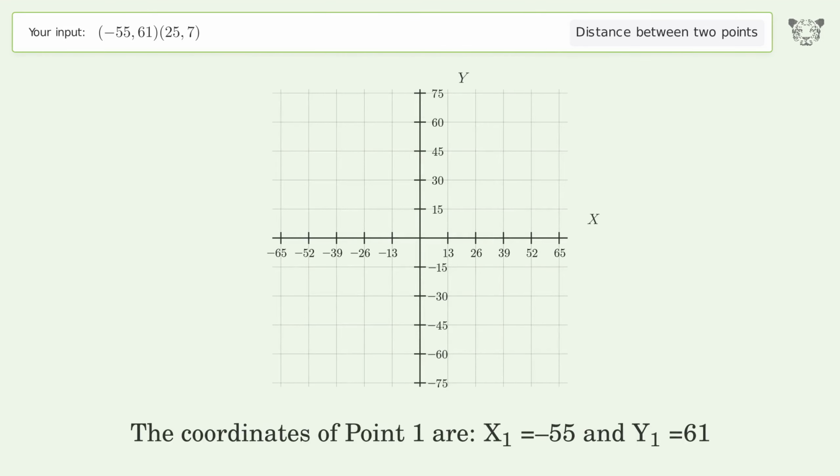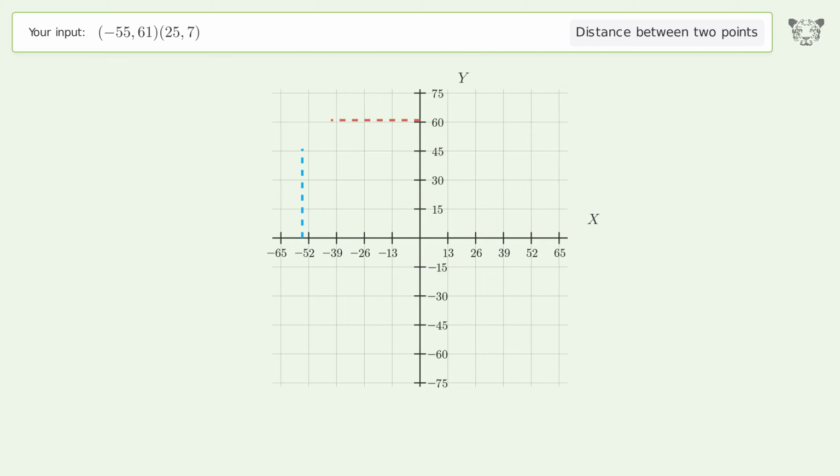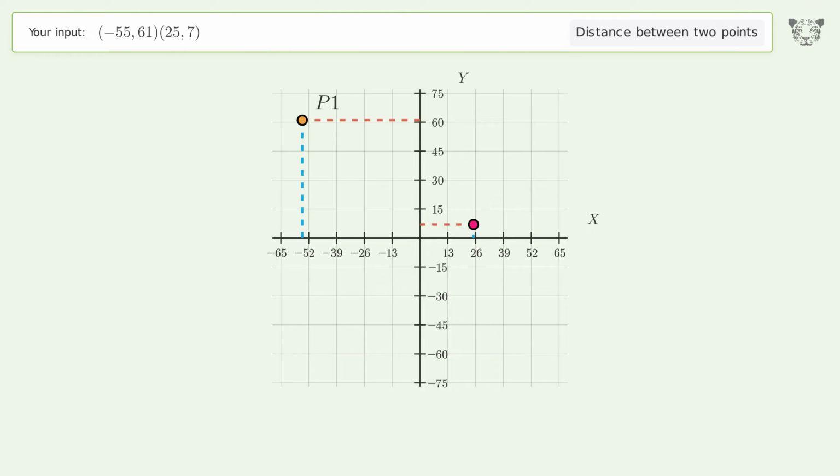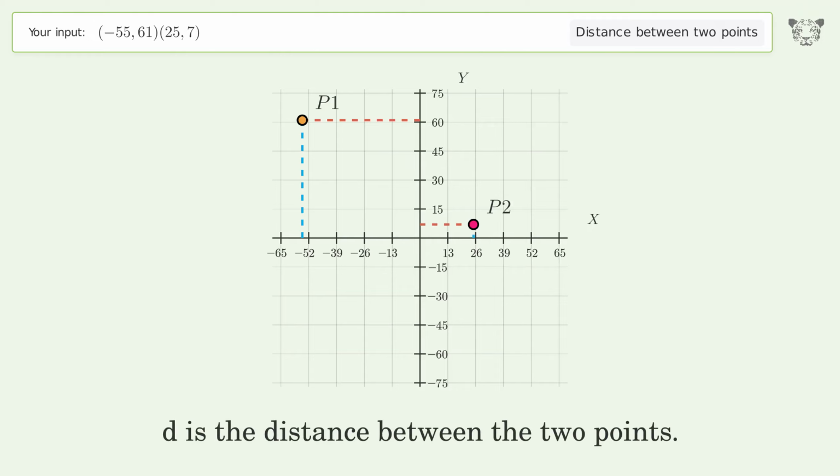The coordinates of point 1 are x1 equals -55 and y1 equals 61. The coordinates of point 2 are x2 equals 25 and y2 equals 7. D is the distance between the 2 points.